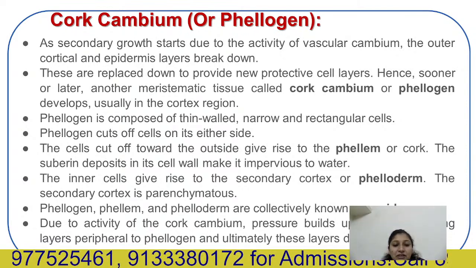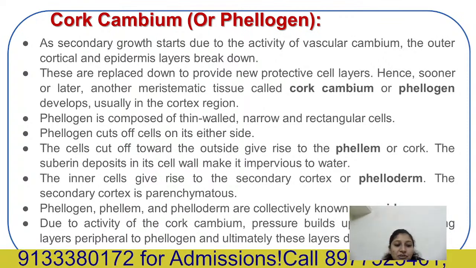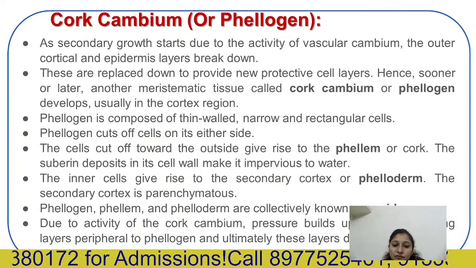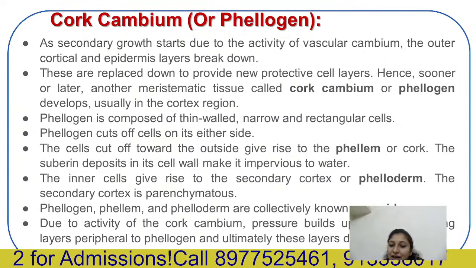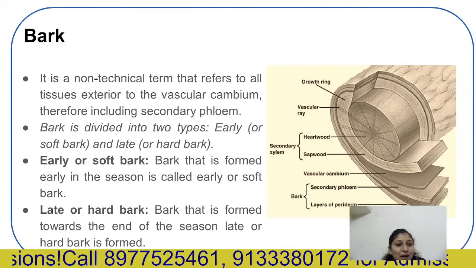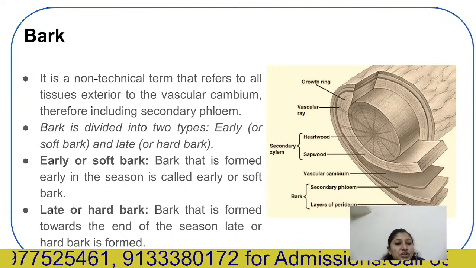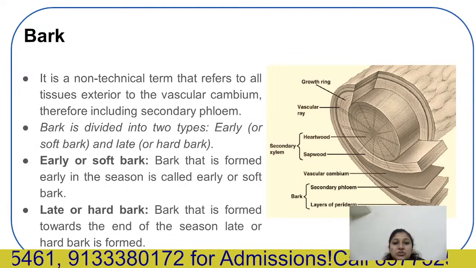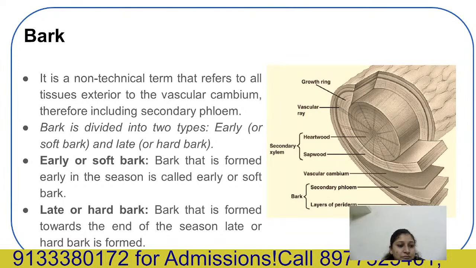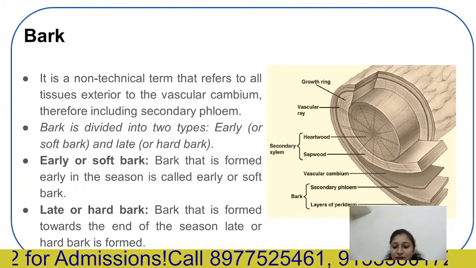So due to the activity of cork cambium, pressure builds up on the remaining layers at the periphery of the phellogen, and ultimately these layers die off and slough off to form bark. So bark is actually a non-technical term referring to all tissue exterior to the vascular cambium. So bark is divided into two types, early and late bark.